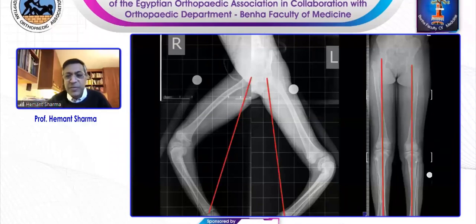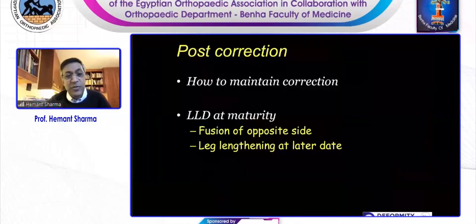And then we need to keep an eye on them because the biggest problem is they can recur, and then you have to ensure that they don't recur. And when they recur, you catch them early so that the deformity doesn't become too bad. And this is the important factor we need to consider. How do we maintain it?